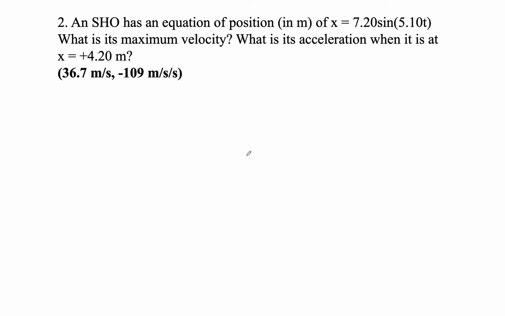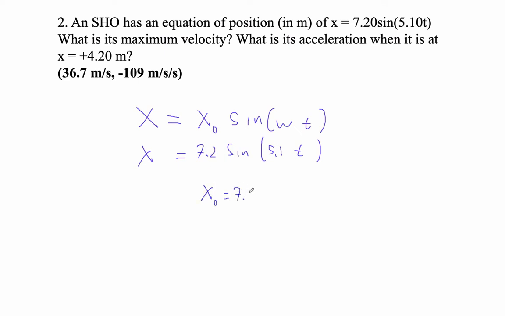Okay, a simple harmonic oscillator has an equation of position in meters of x equals 7.2 sine 5.1t. So this is in the genre of we've got to use that formula to find things out about this oscillator, right? The general form of the position is x naught sine omega t. This formula is 7.2 sine 5.1t. So what that means is that x naught is 7.2 and that omega is 5.1.